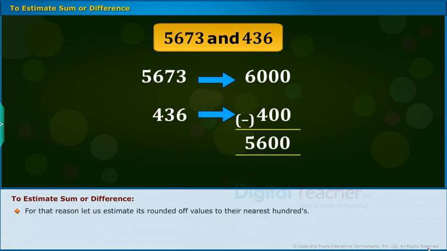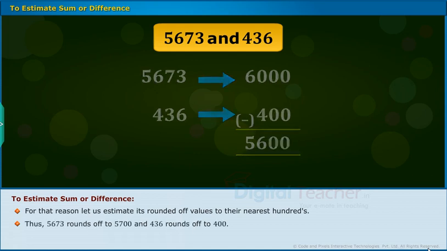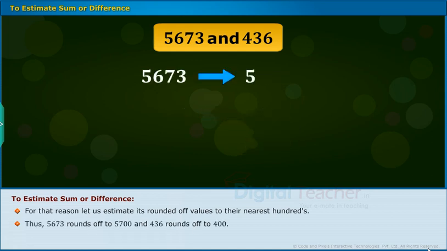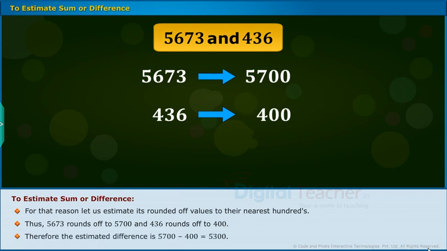For that reason, let us estimate its rounded off values to their nearest hundreds. Thus, 5673 rounds off to 5700 and 436 rounds off to 400. Therefore, the estimated difference is 5700 minus 400 equal to 5300.